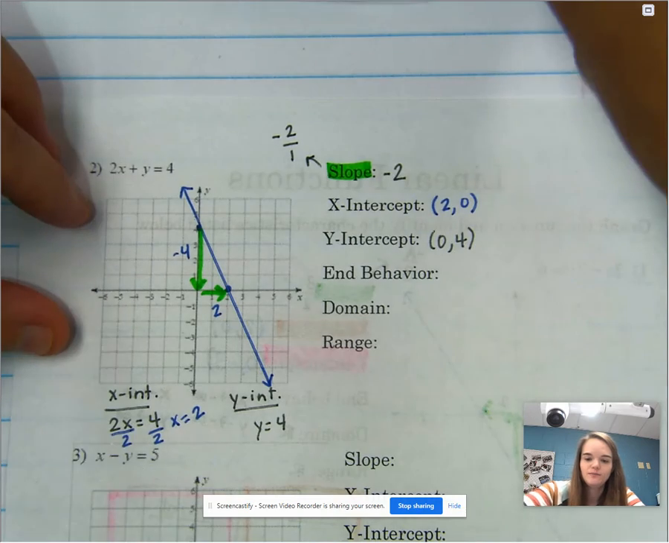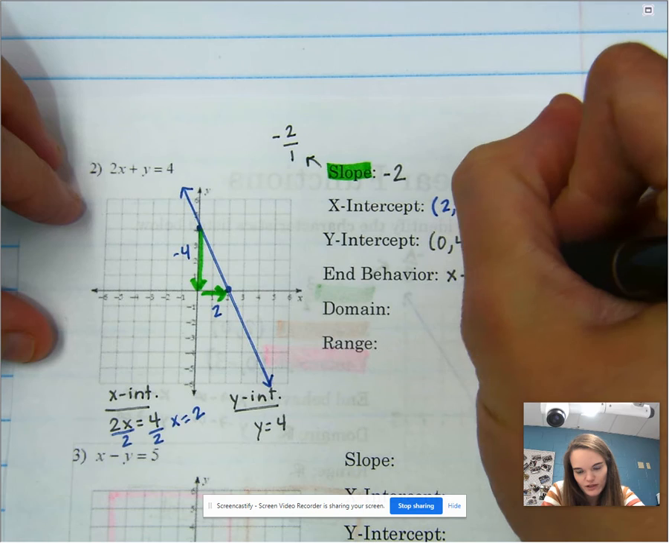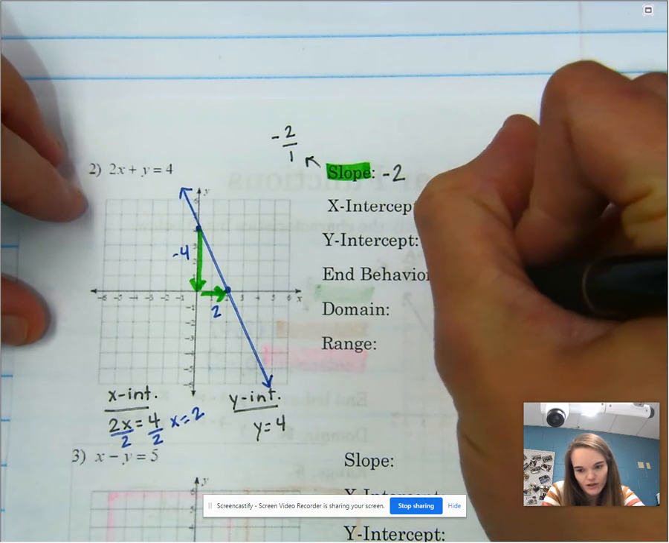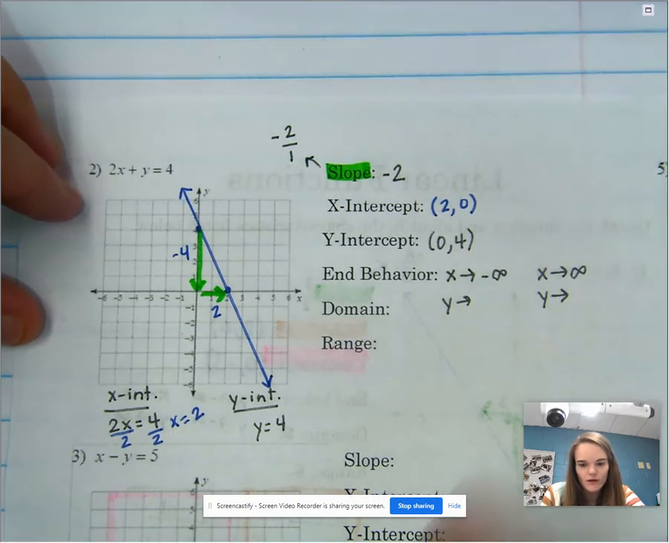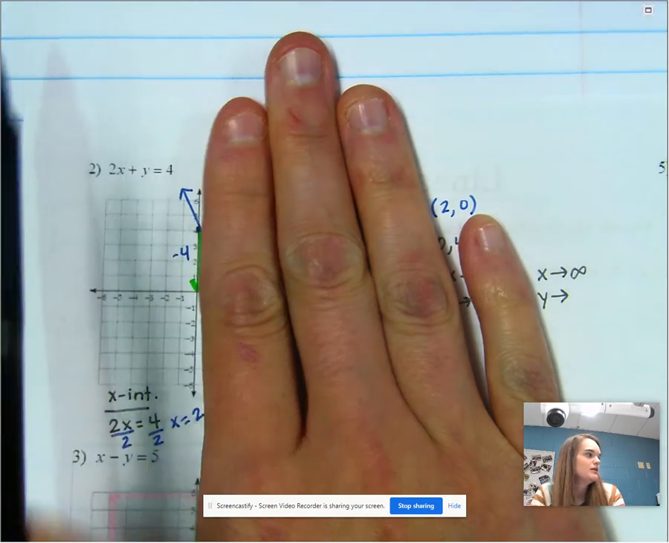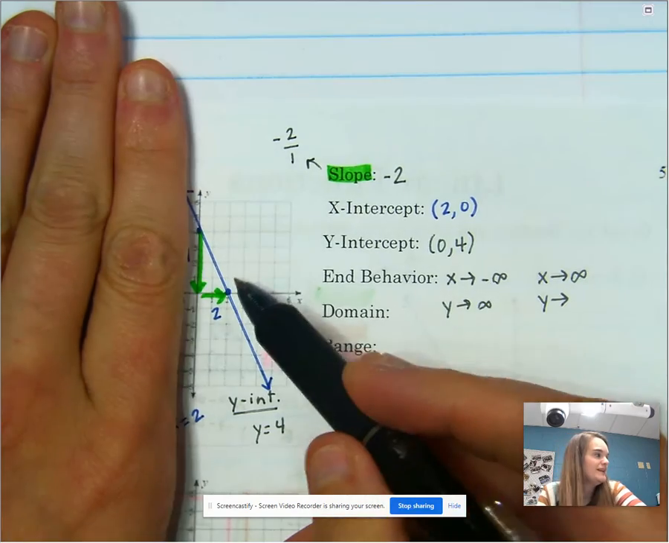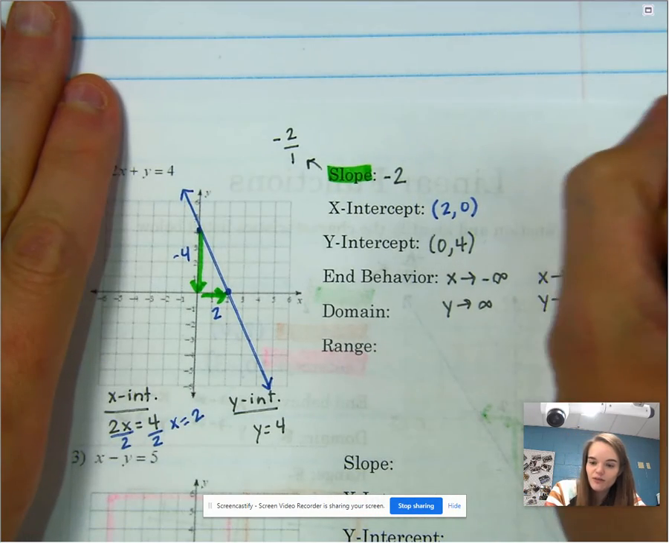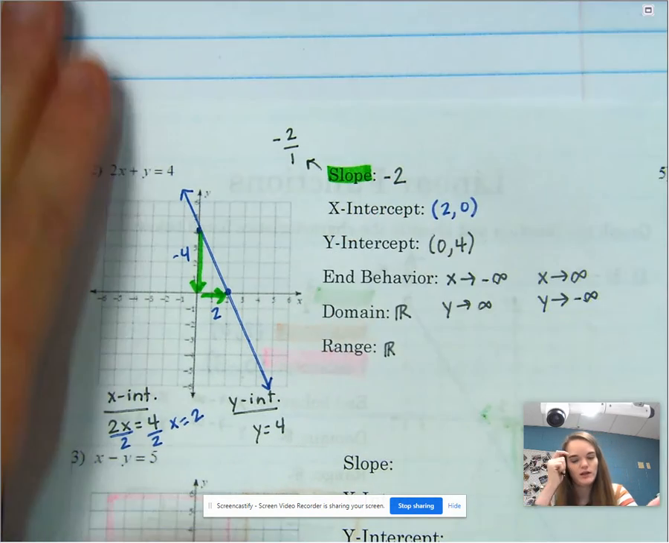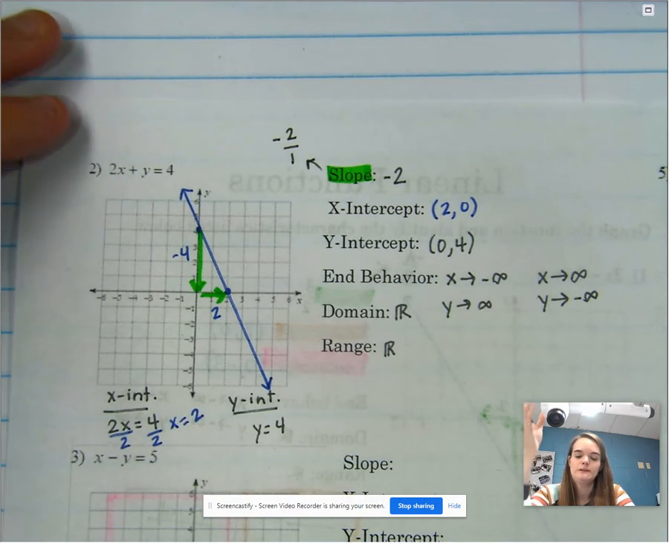All right, in behavior, when x approaches negative infinity and when x approaches positive infinity, what does y do? Okay, so I'm going to cover up. On this side, it is going up, so it is positive infinity. On this side, it is going down, so it is negative infinity. Domain and range all week long is all real numbers. Lines always are all real numbers because it's pointing in both directions. Okay?